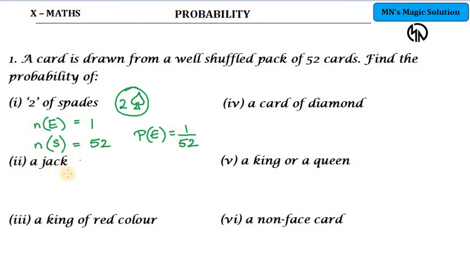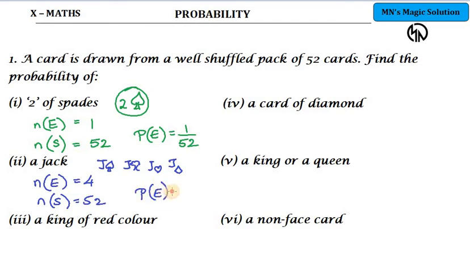Question number 2, a jack. How many jacks can we see? We can see a jack of spade or a jack of club, or a jack of heart or a jack of diamond. Totally in all these 4 designs, each design will have 1 jack. So the number of events possible, that is getting a jack, is totally 4 jacks in that set of 52 cards. So n(S) is 52. Therefore, the probability of the event of getting a jack is equal to 4 out of 52. Now simplify, we can write 1 by 13.